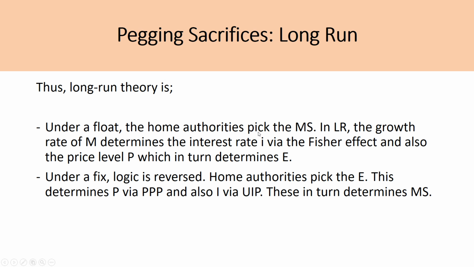So thus, the long-run theory is that under a float, the home monetary authorities pick the MS. In the long run, the growth rate of M determines the interest rate via the Fisher effect and also the price level, which in turn determines E. We talked about that in the previous video. But under a fix, the logic is reversed. With home authorities being able to fix that E, this determines P via PPP and also I via UIP, which in turn determines MS. So once again, in the short term and in the long term, they have lost all monetary control over their price level, therefore inflation, their nominal interest rate, and the money supply.